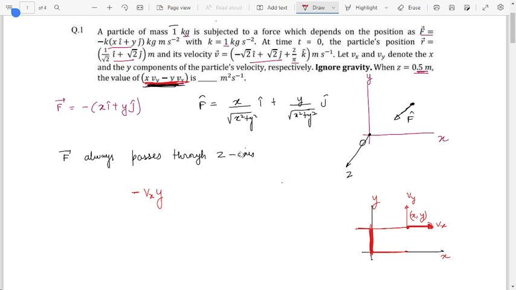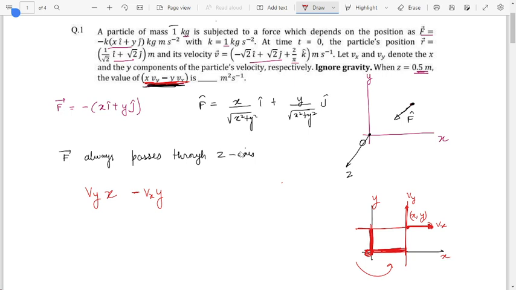Similarly, if you write the angular momentum due to the Vy, this will be the distance that you're going to take, which is nothing but x, and this angular momentum about the z-axis will be in this sense, which is anti-clockwise. So we can say that Vy into x is the angular momentum about the z-axis.